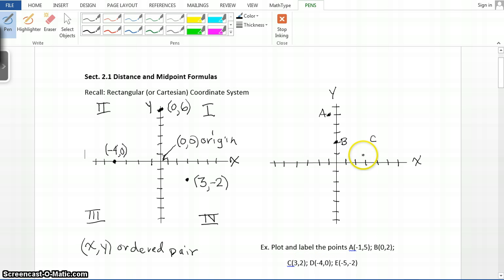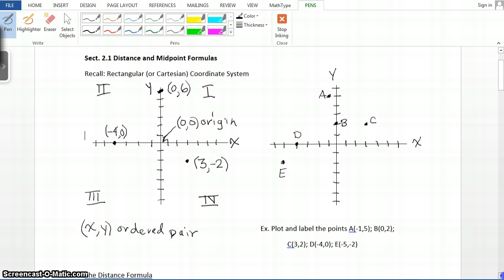D is 3, 2. What happened to my 3, 2? It disappeared. Down here, my D is negative 4, 0. So I go to the left 4, 1, 2, 3, 4. It's right here. That is D. And E is negative 5, negative 2. So in the x, I go negative 5, 1, 2, 3, 4, 5, and down 2 in the y direction. That's right here. So that is point E. That's just plotting points.